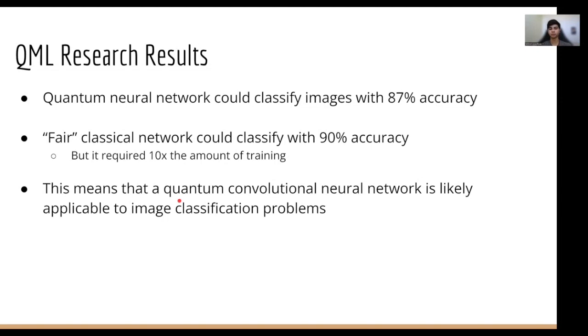So given that the quantum convolutional neural network was comparable to the classical one, this means that quantum convolutional neural networks could likely be applied to other image classification problems in the future. And especially as quantum computers increase in power, we're going to see that harder image classification problems, like maybe comparing cats or dogs, right? That's much more complex than comparing 3s and 6s, will be able to be solved with quantum computing.